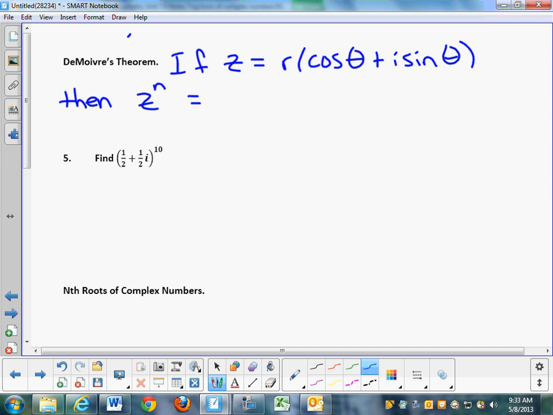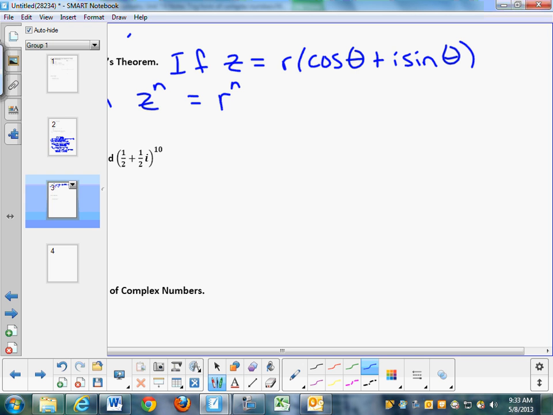If you raise z to the nth power, you're going to multiply z times z times z times z. You're going to multiply that n times, right? So how many times did you multiply the r's? Yeah, so you would have r to the n. How many times did you add up the thetas? You're kind of wondering, okay, what is it that we're doing? So here's what we're doing.